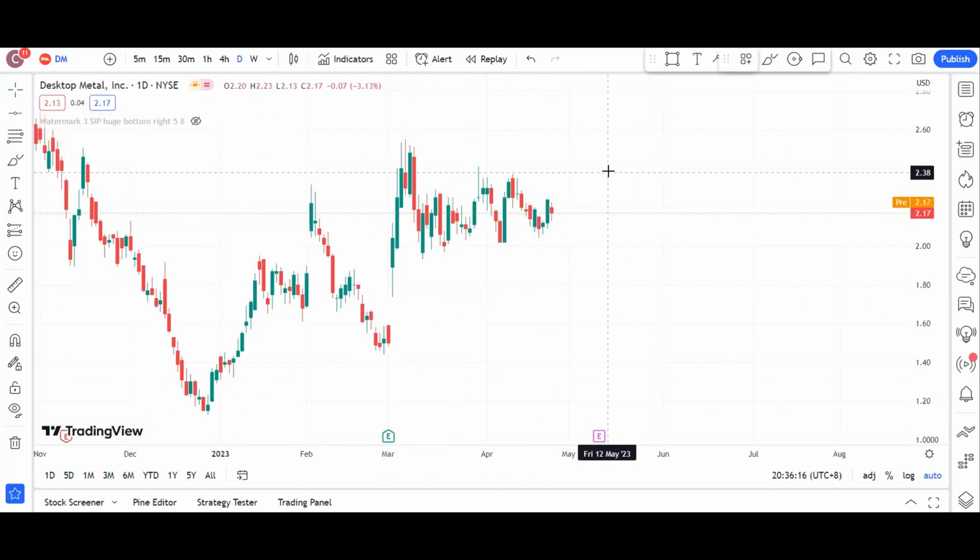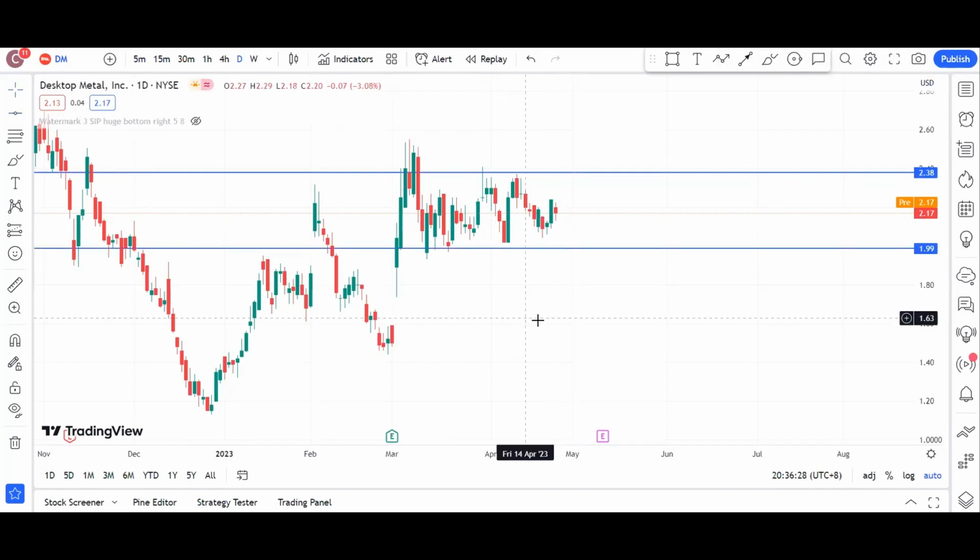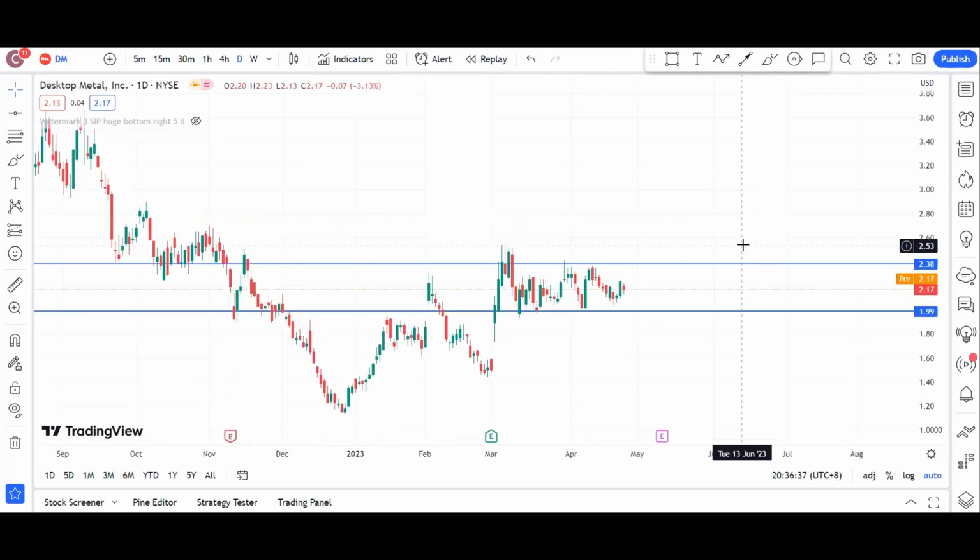You can also realize that previously around 2.3, 2.4, price tapped and rejected again. Then the immediate support will be 1.99, 2. So it's a 40-cent range, and likely it's going to stay range bound around this area. Then again, once news is released, it will most likely break both levels, whether this coming Friday or next week. Okay, that's for DM.